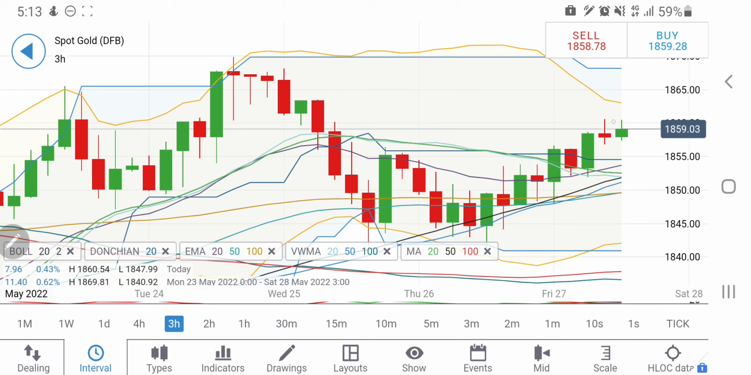On the 3-hour charts too, similarly, you find that it is trying to go past 1867, so yes, you can go long at 1862 levels. If you see it trading above 1862, you can expect that it is going to hit 1865 also.